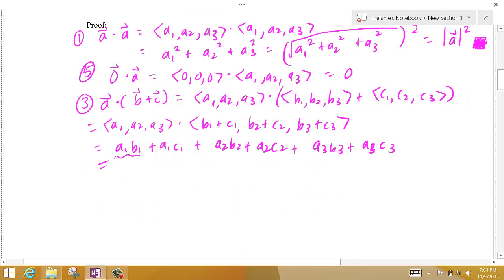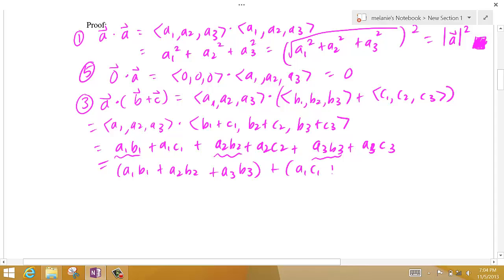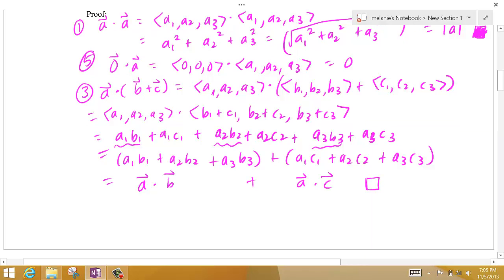Let's look at this piece, A1 B1, A2 B2, and A3 B3. If I look at those, I can write this as A1 B1 plus A2 B2 plus A3 B3, lumping those together, and then the other ones. So then I have A1 C1 plus A2 C2 plus A3 C3. So I've done all the A's and B's together in the front and all the A's and C's in the back. And if you look at this, wasn't this what you would get if you had a dot product of A and B? So this is A dot B plus A dot C. That's the proof of that one.